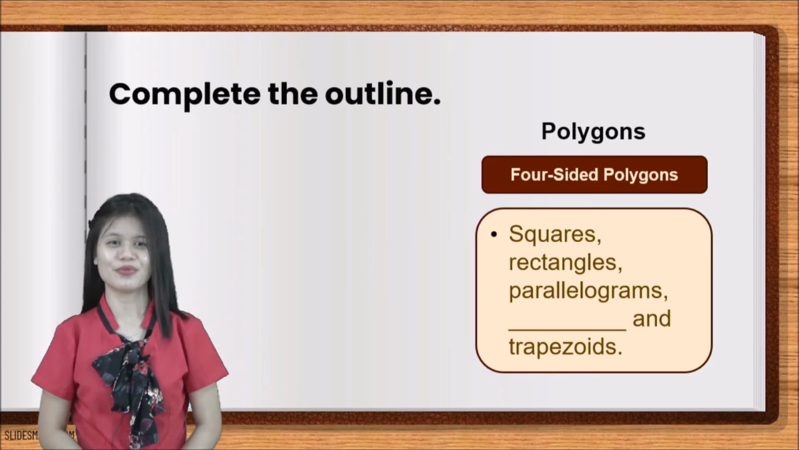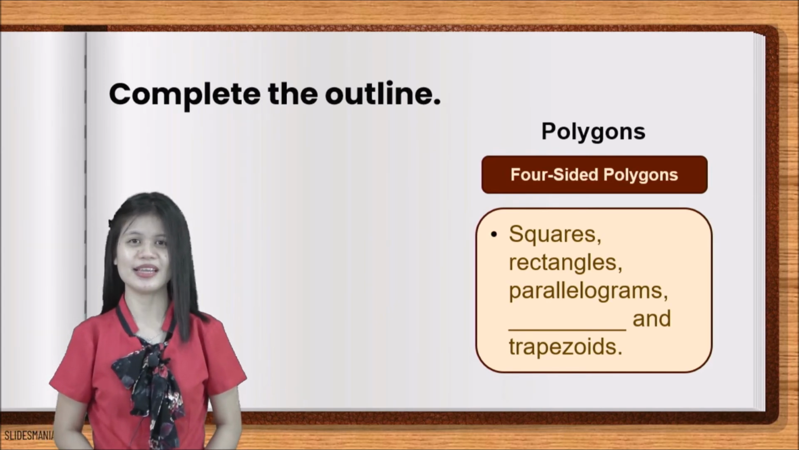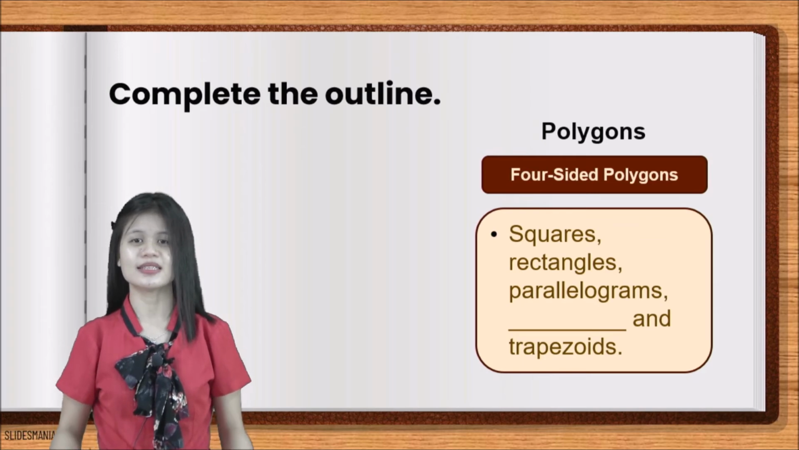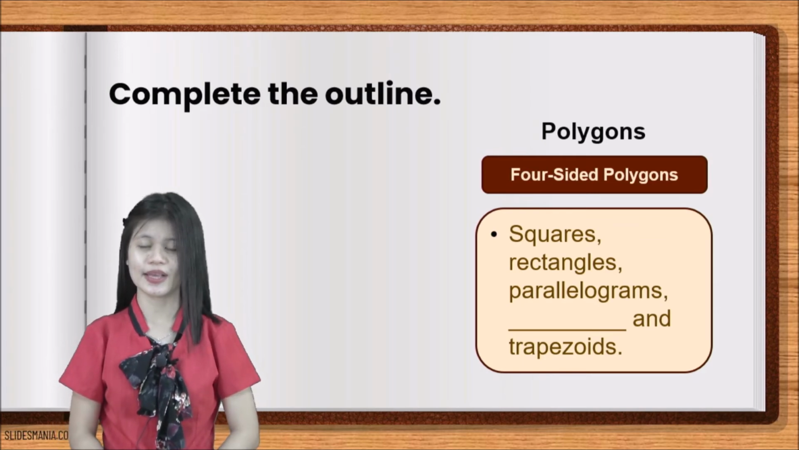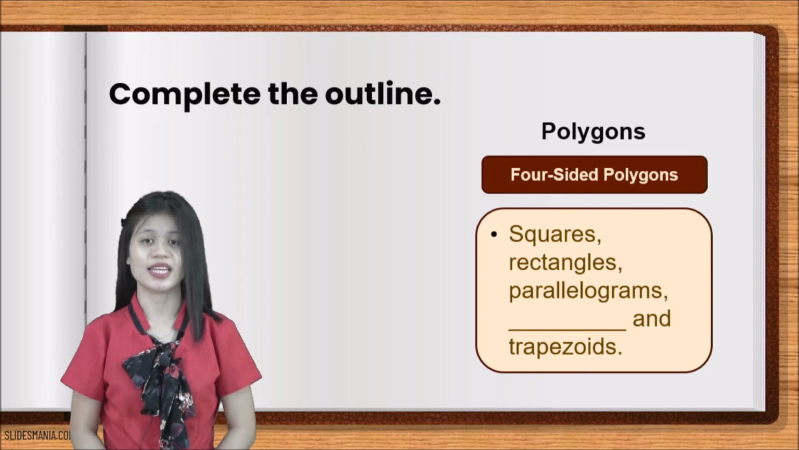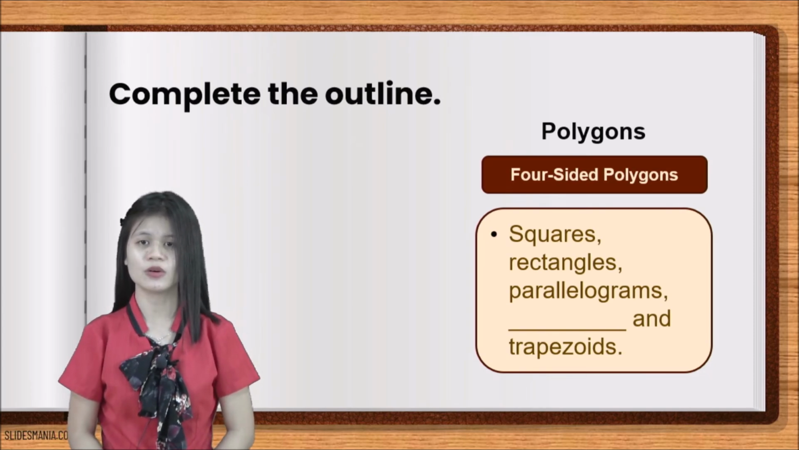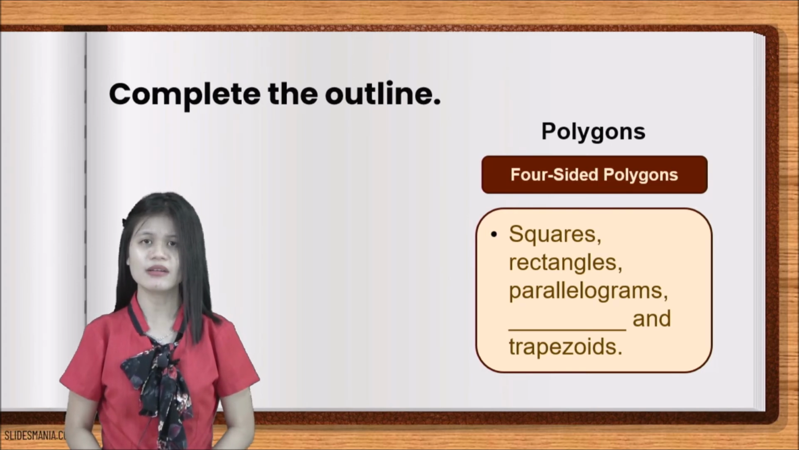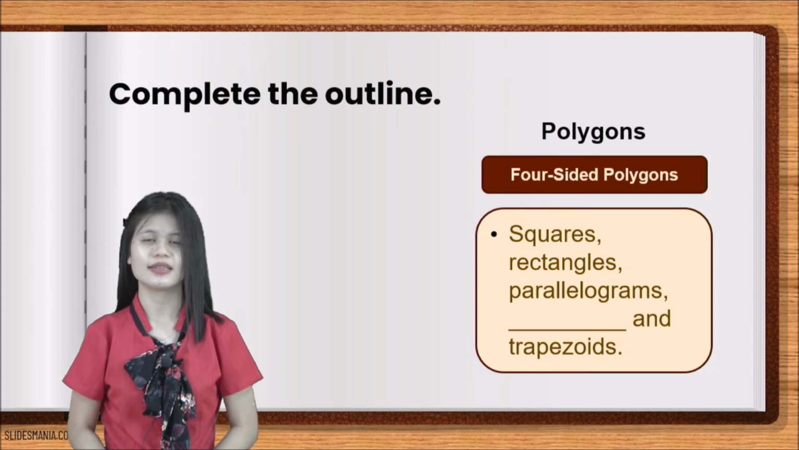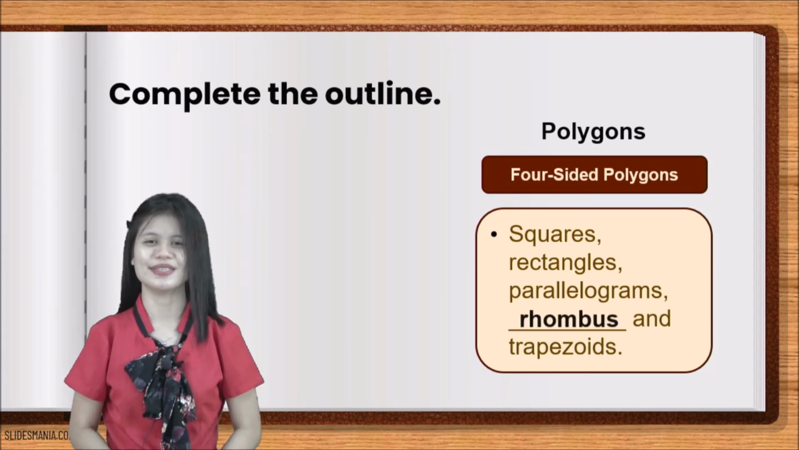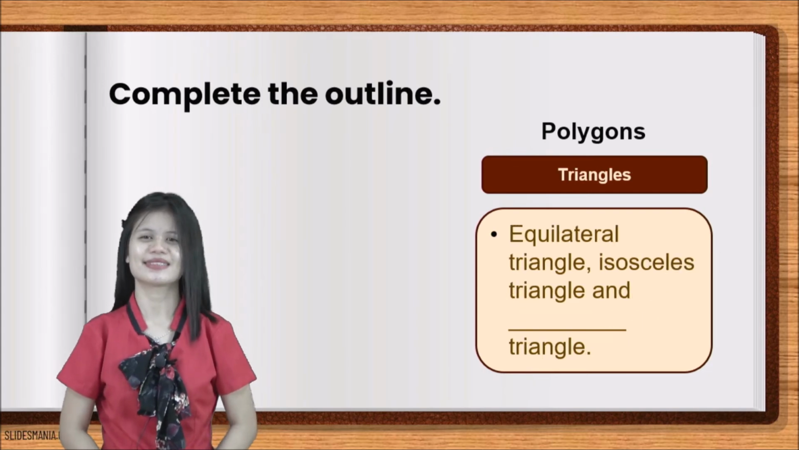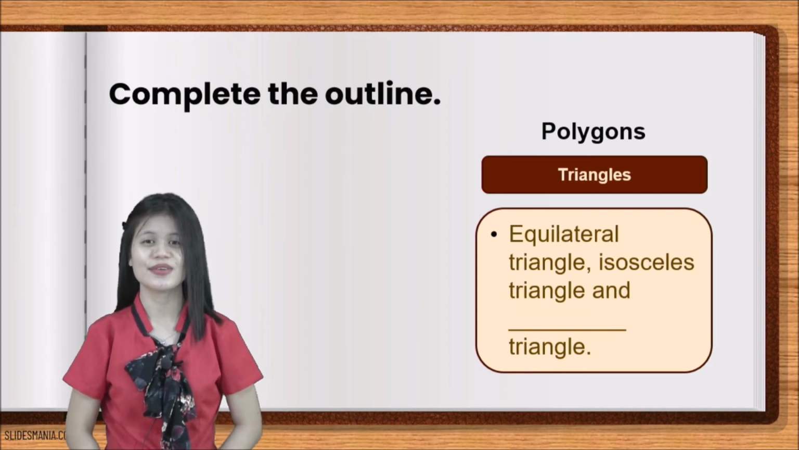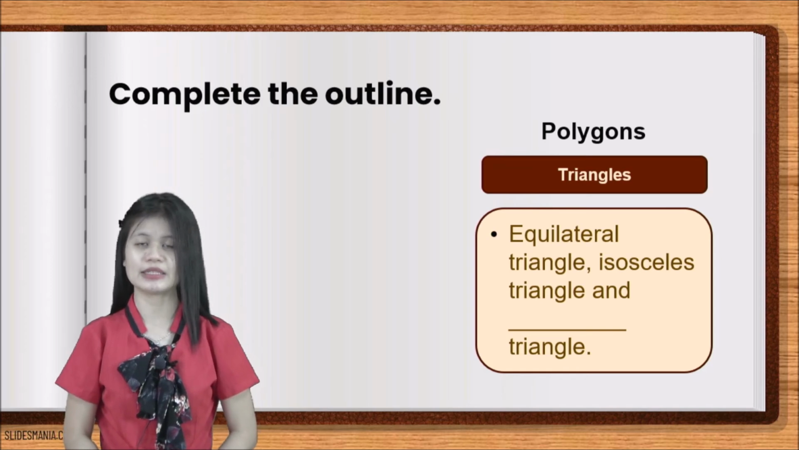Now, let's move on in completing the outline. Are you ready? About the polygons, it has four-sided polygons. Okay? So we have the squares, rectangles, parallelograms, and trapezoids. What is the missing word for four-sided polygons aside from squares, rectangles, parallelograms, and trapezoids? It is rhombus. Very good.